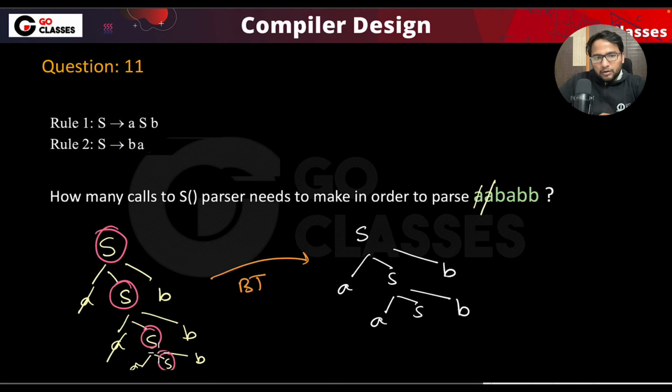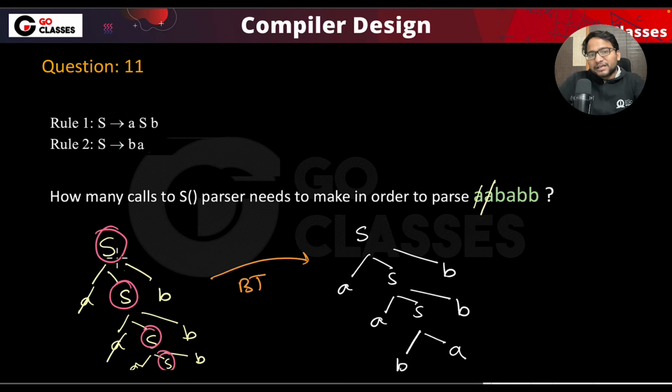Now this S was ASB, but it will backtrack, and now why will it backtrack? Because this A and this B are not matching. So now it will be BA, right? So these are the 3 calls. Now this is not a new call, okay? There is no new call to S. This is just BA. So S has first tried ASB, and now we are saying that this ASB got failed.